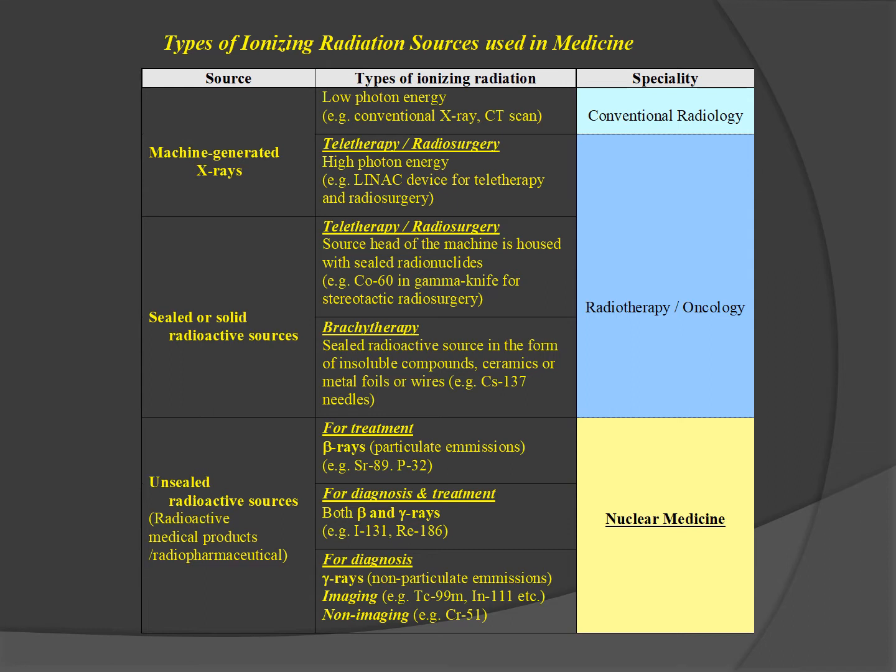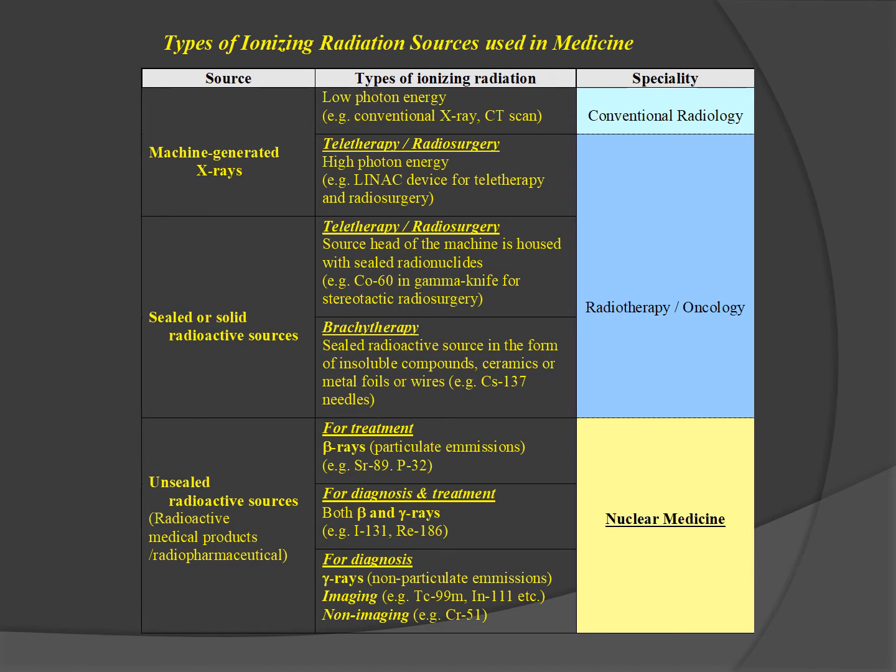Okay, so we continue with the types of ionizing radiation. Machine-generated X-ray with low photon energy is usually used in radiography, CT scan, and mammogram. So it is conventional radiology, used by radiology. And if you use high photon energy, teletherapy, radiosurgery, it is put under oncology. And then we have a sealed or solid source of radioactive material, for example cobalt 60 and cesium 137. So we use it for radiotherapy to kill cancer cells.